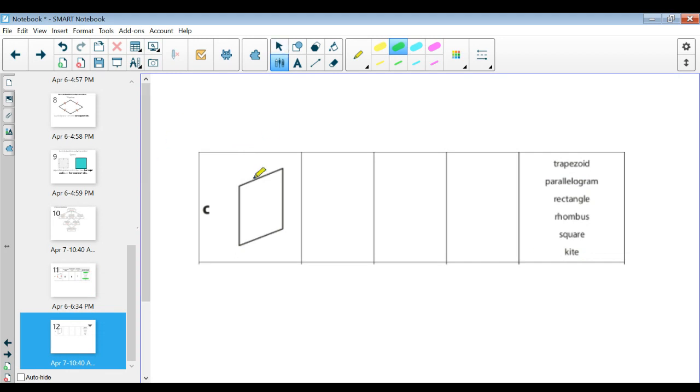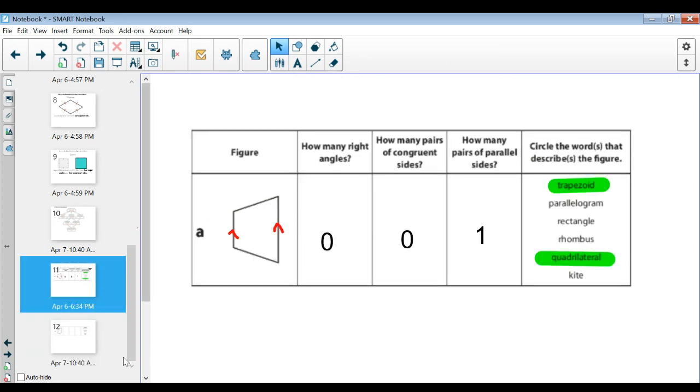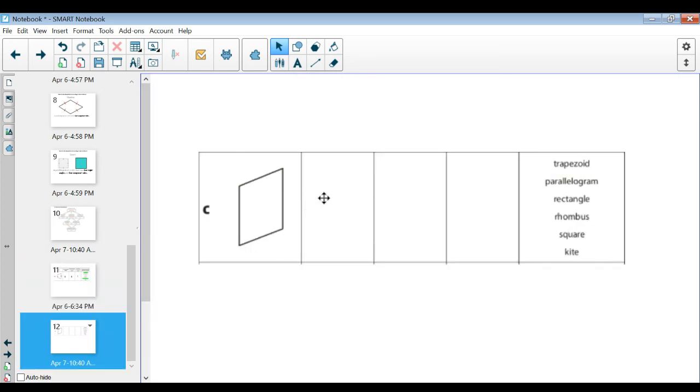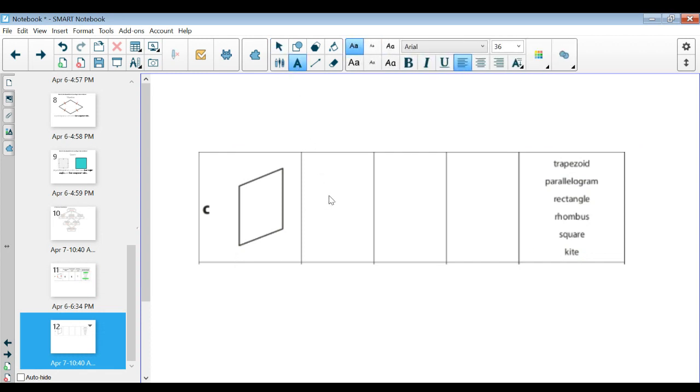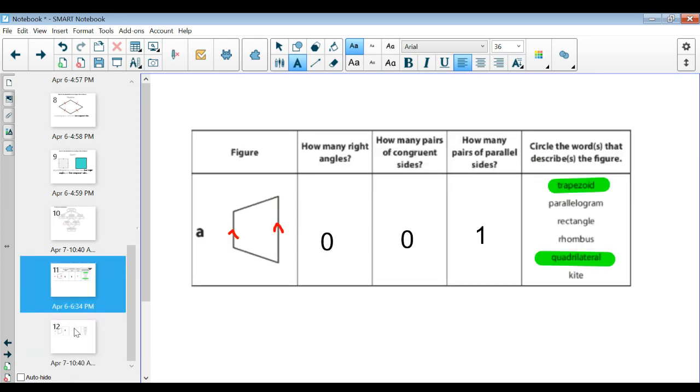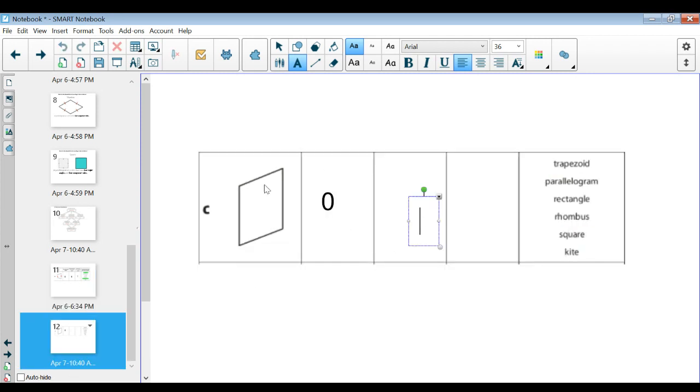Let's try another one. Here we have the number, I forgot the headings. Okay, the number of right angles. How many right angles? There are 0 right angles. How many pairs of congruent sides? Well, let's see, the top and the bottom are equal to each other and the right and left are equal to each other. So there are 2 sets of congruent sides.